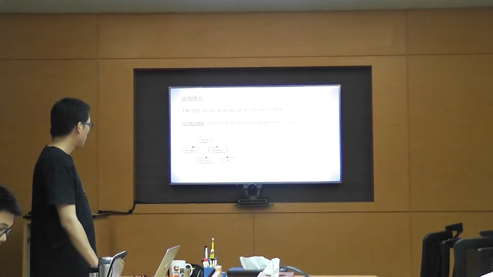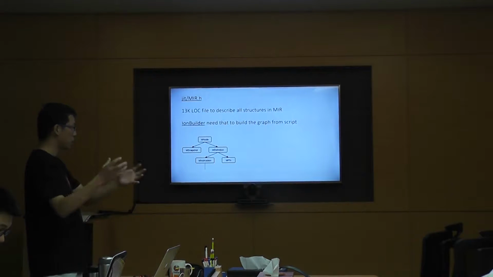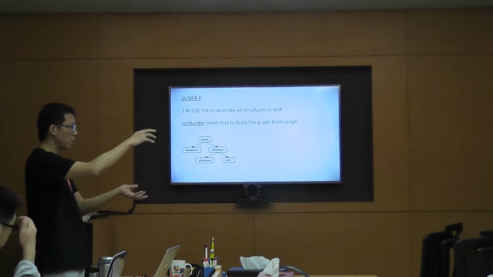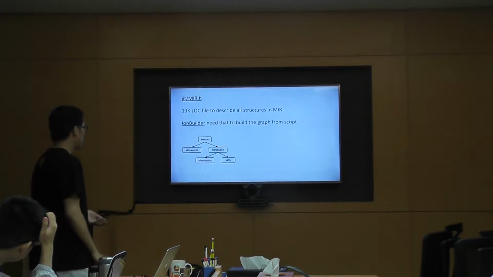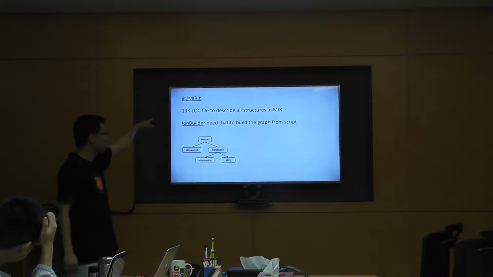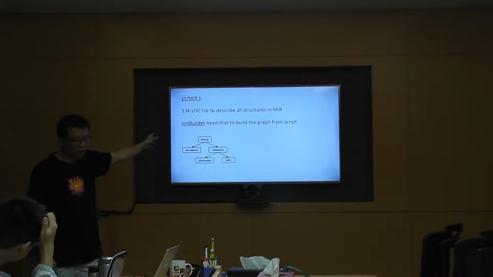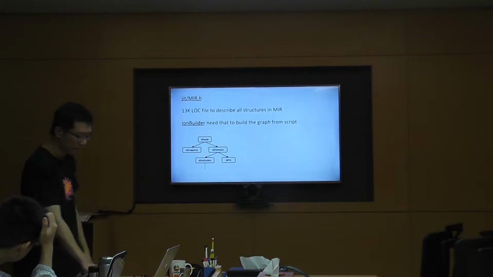And I mentioned MIR. MIR is a graph structure, and it has instruction nodes. So your JavaScript program will be represented in that way. There is a 13,000-line file for MIR, and you can see all the instructions and nodes inside.